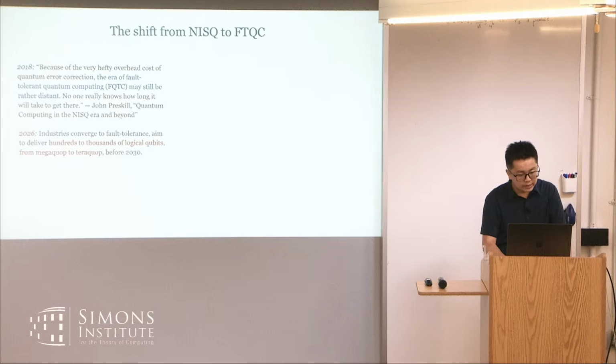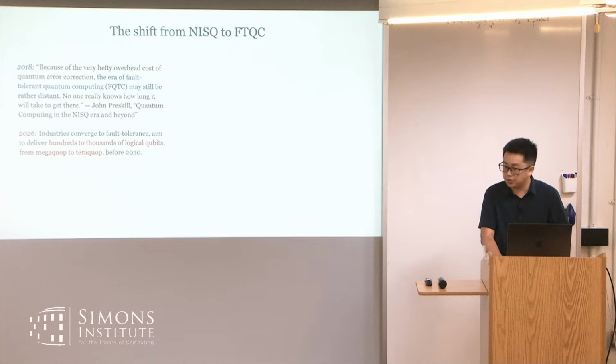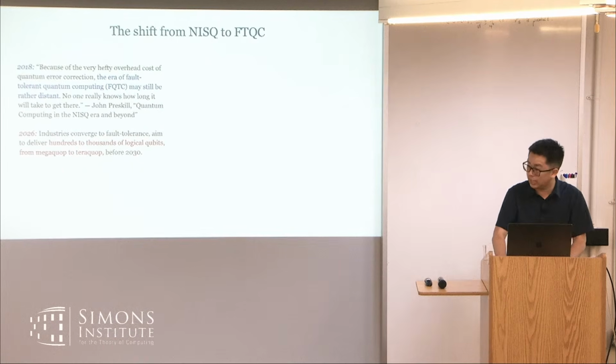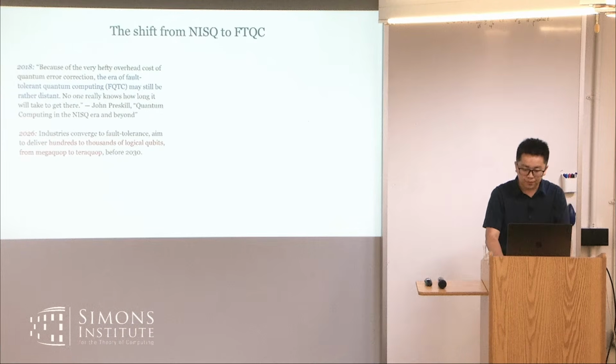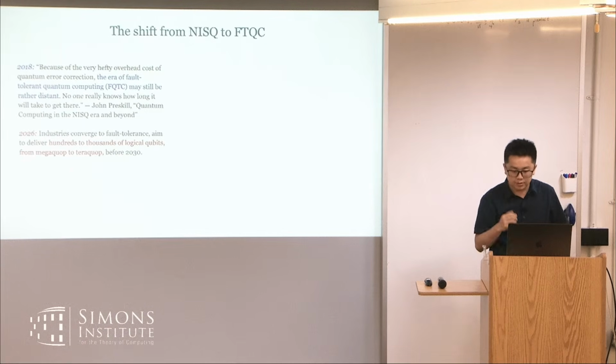But now in 2026, if we look around and look at industry timelines, they have all converged to fault tolerance. The companies are aiming to deliver hundreds to thousands of logical qubits, from megaquop to teraquop operations, which means 10 to the 6 to 10 to the 12 quantum operations, before around 2030. Now, obviously, industry timelines change a lot, but besides industry, the same trend can be seen in academia.